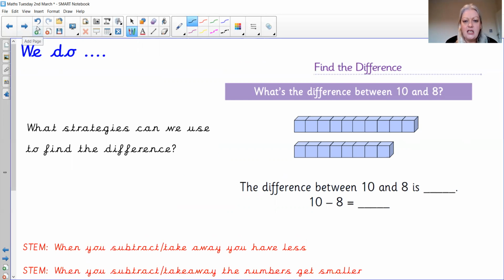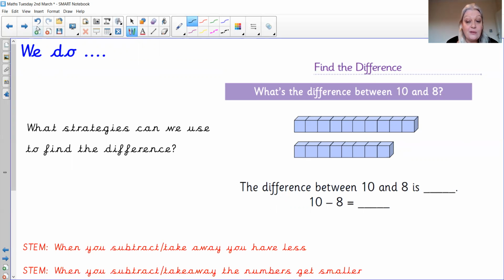So it's asking you what the difference between 10 and 8. So before we go on with that, just think about the strategies that we could be using for this. So what strategies have we been using to find the difference? Have a think. That's right. We've just been counting on or counting back to find the difference.